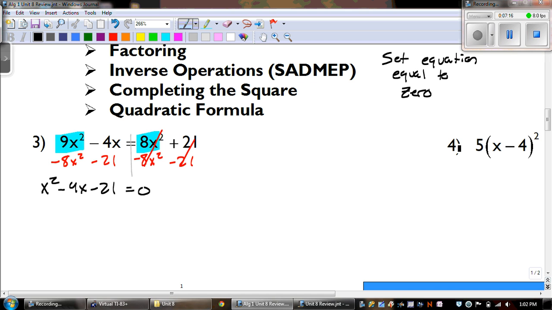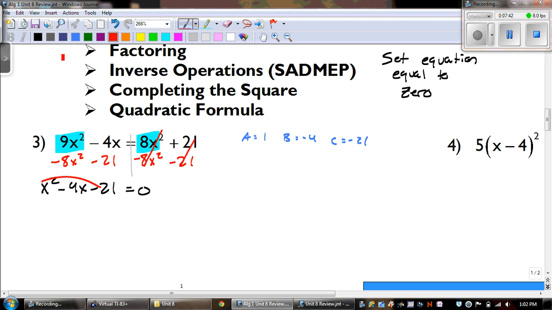So what I would do now is check. Which one can I do? Well, I can always do the quadratic formula. So if I wanted to, I'd be like, all right, well, a equals 1, b equals -4, c equals -21. Yeah, we can do that. Okay, I like to check to see if we can factor, especially because my leading coefficient is 1. It means I can do that shortcut.